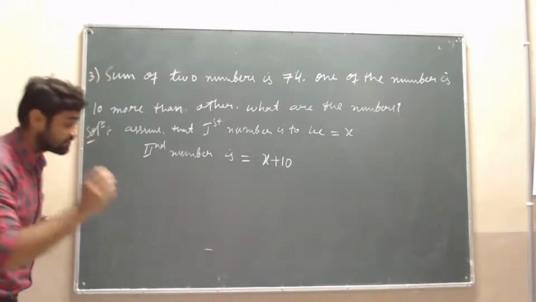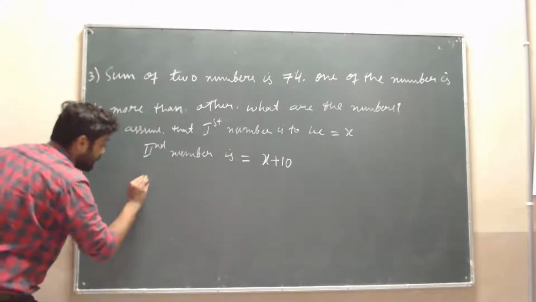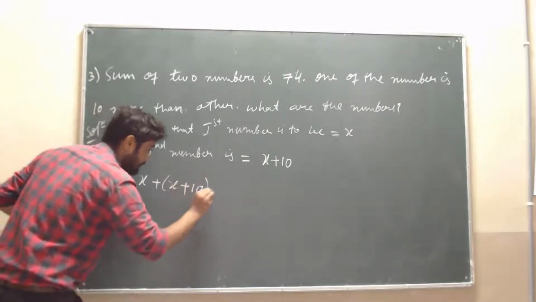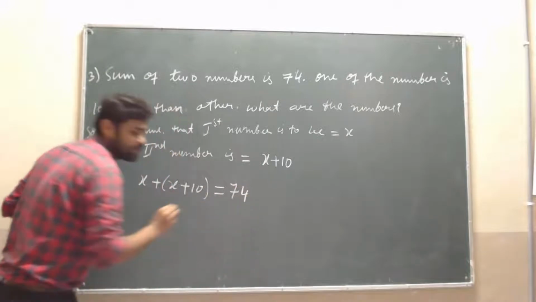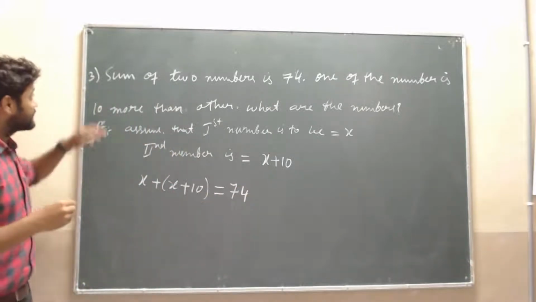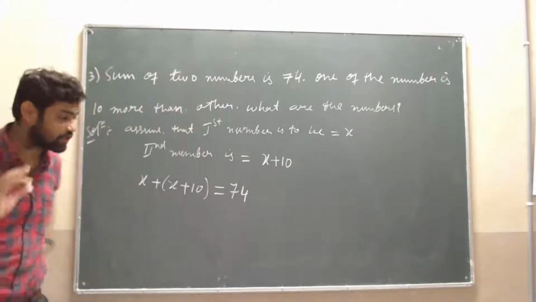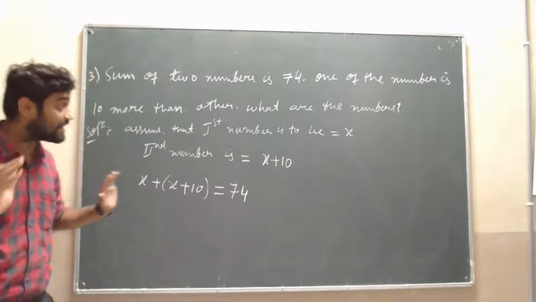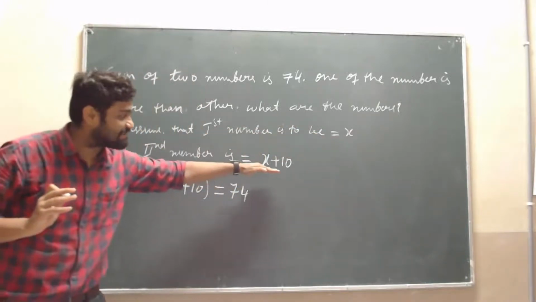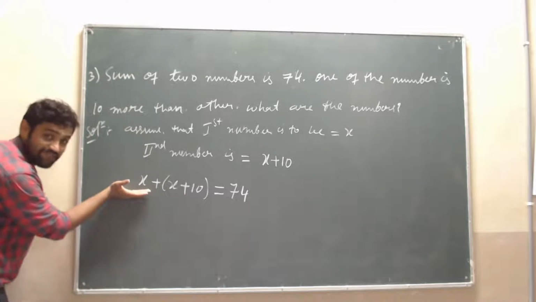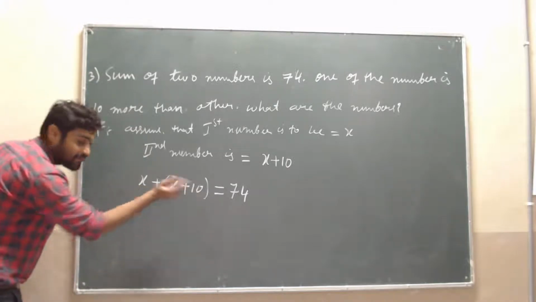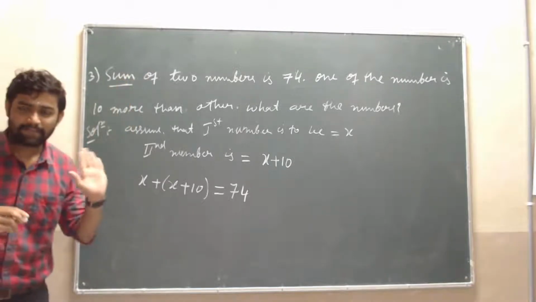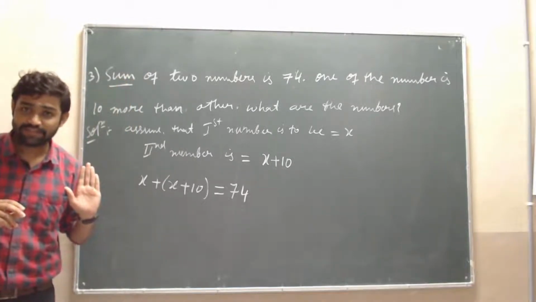See here, I will write the equation. Concentrate here. x plus x plus 10 is equal to 74. Sir, listen. That is, sum of two numbers is 74, so I will write it here directly 74. See here, first number is x and second number is x plus 10. And why have I taken plus here? Because he has given sum. Is it clear? Any doubts?